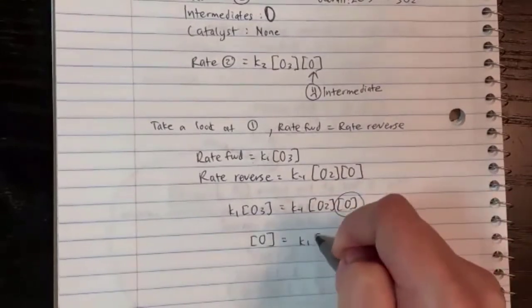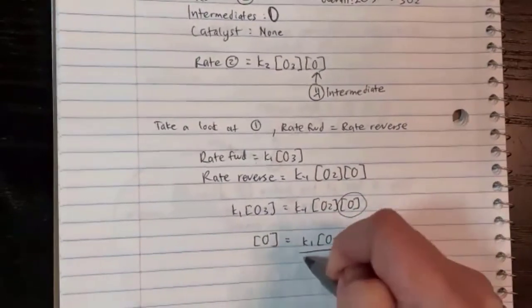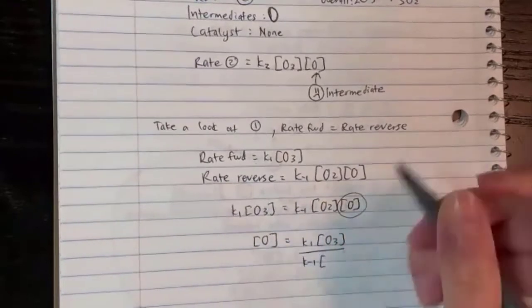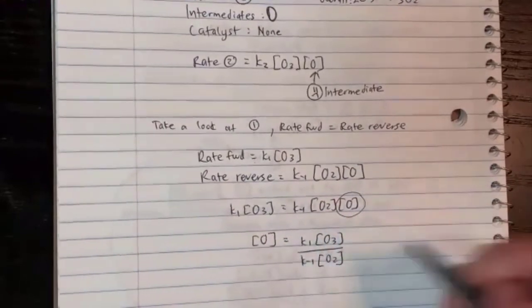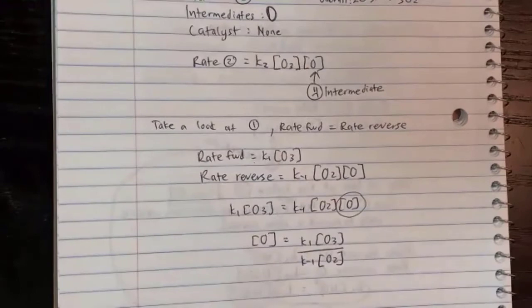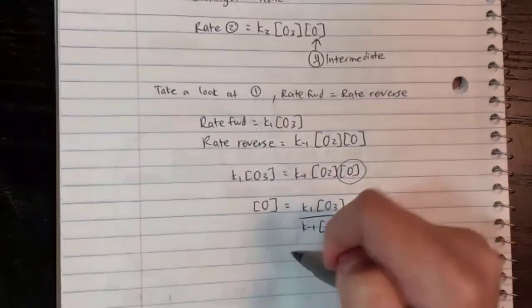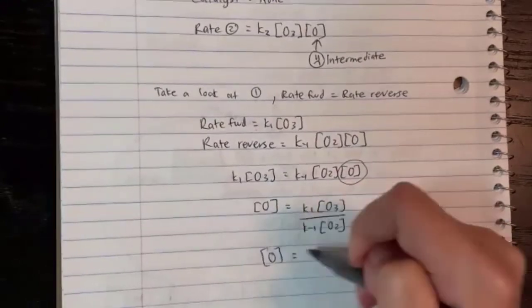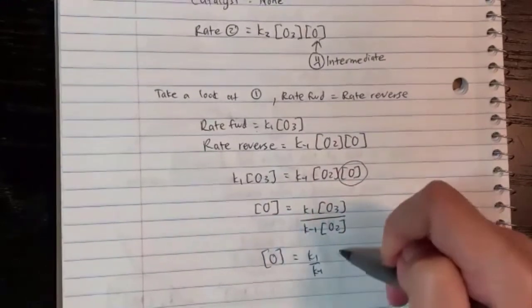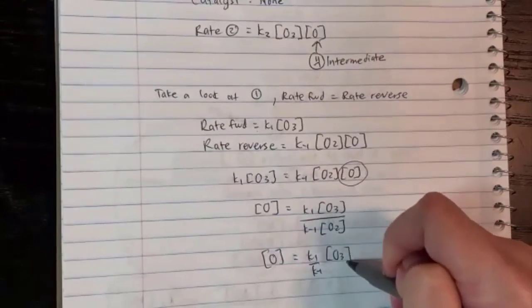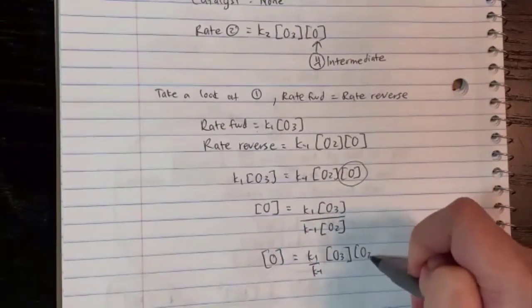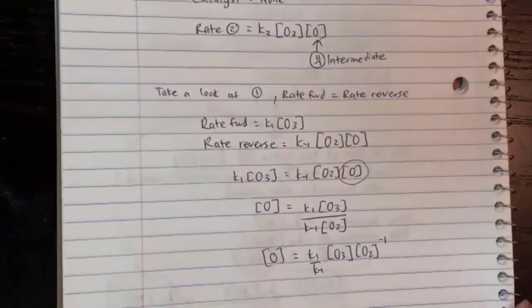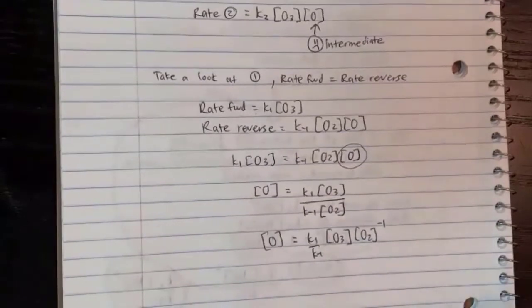So it's K1, O3, and then you want to divide by K minus 1, O2. That's what it basically says. Okay, so if we want to write it again a little bit nicer, that is K1 over K minus 1, O3 to the power 1, O2 to the power of negative 1. Because it was on the bottom, I just brought it back up.